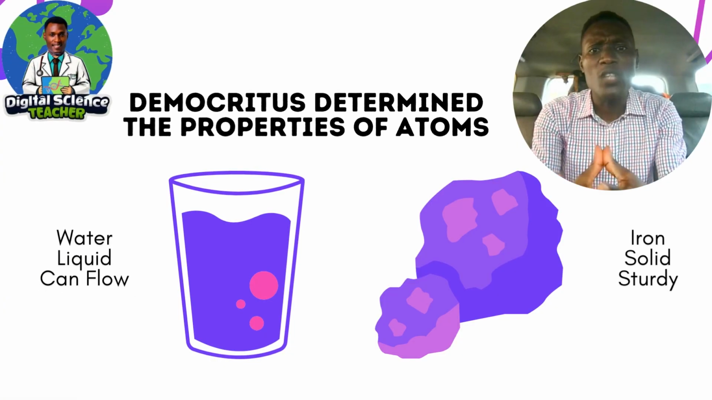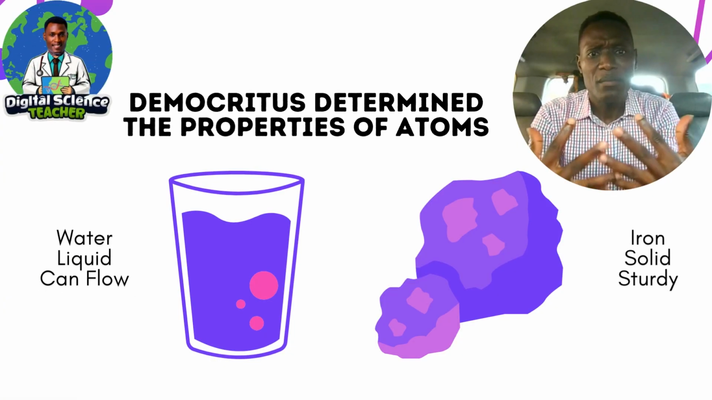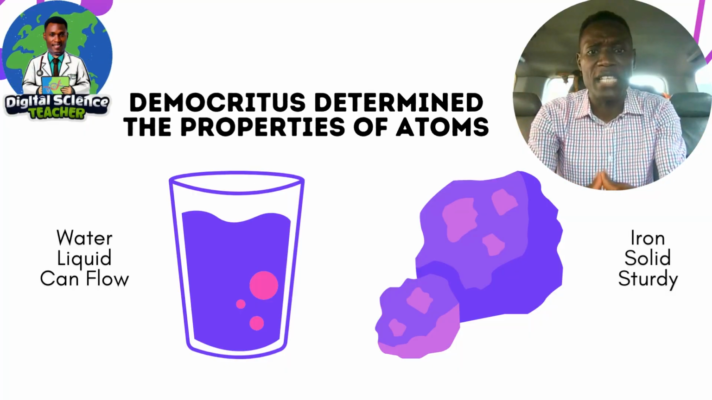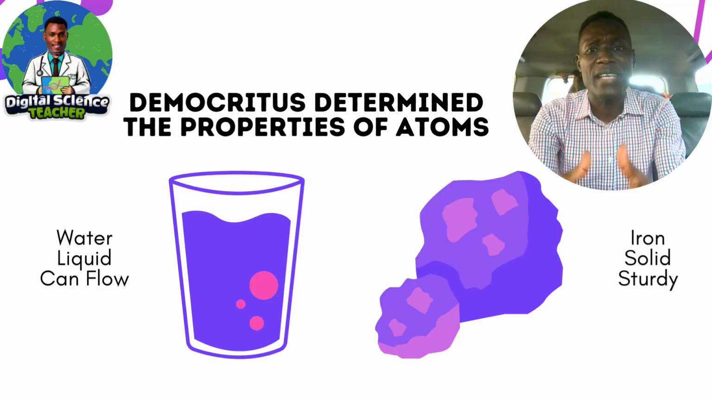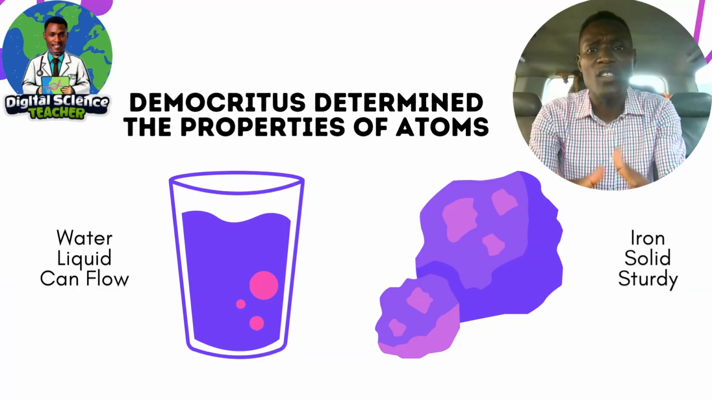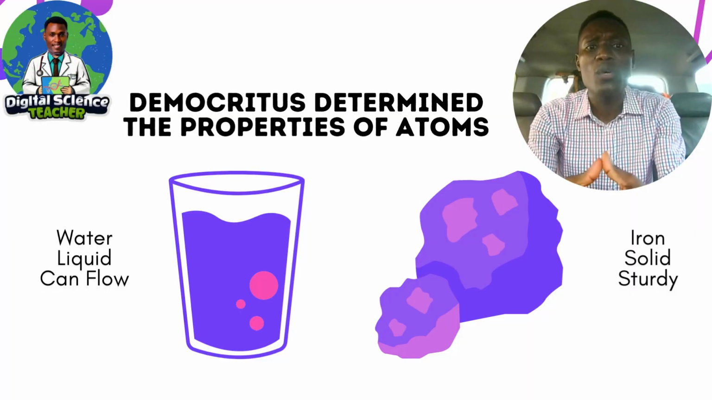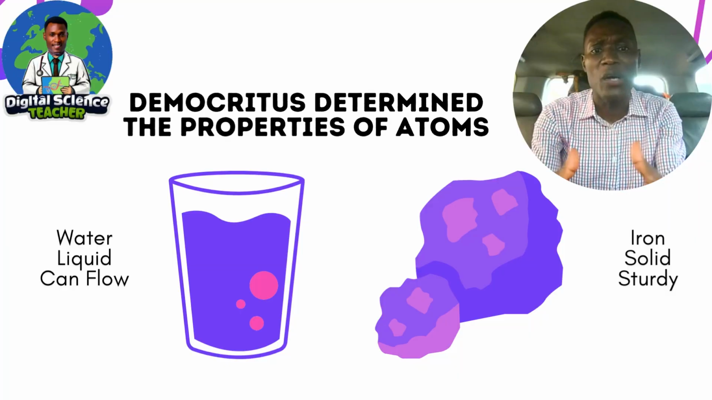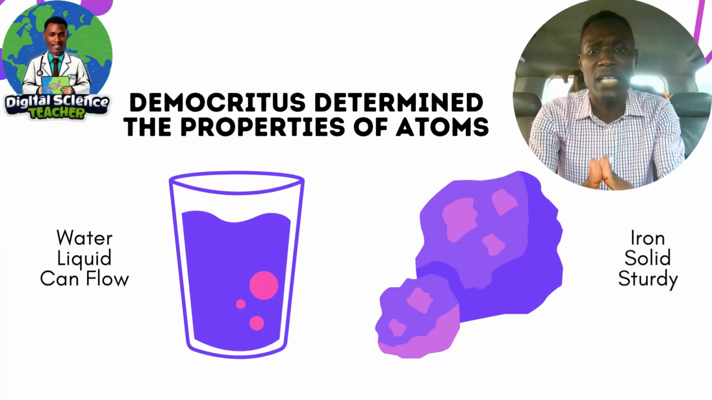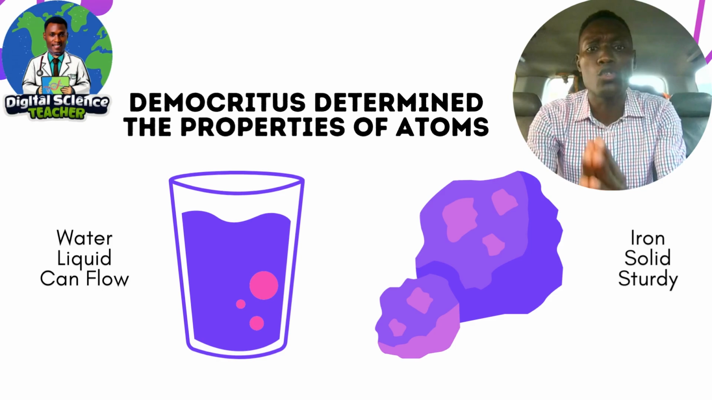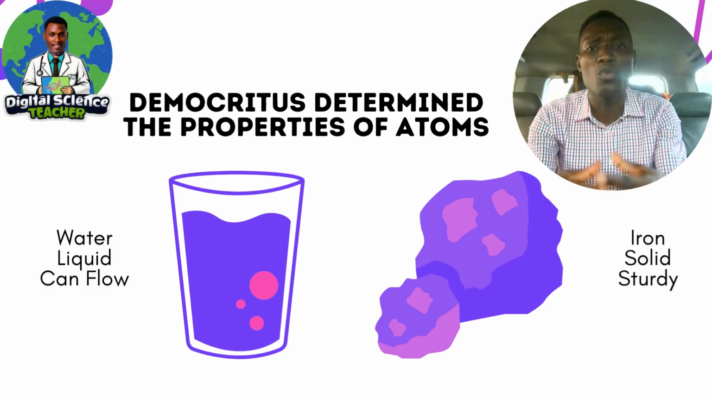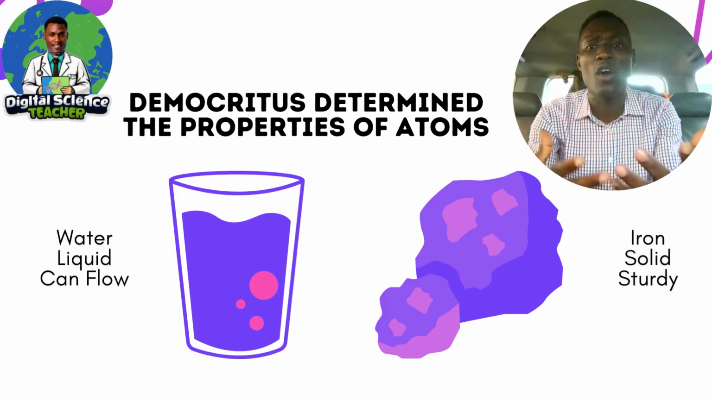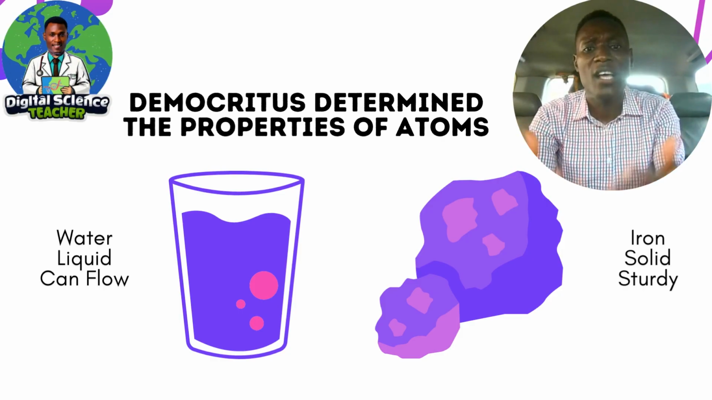So, Democritus was the first to describe the structure or to determine the properties of atoms. For example, he explained that water is liquid and it always flows. He also explained that substances like iron are solid and sturdy, that is, they are stationary, they don't move about. So he was the first to describe what the properties of different kinds of atoms, liquid, solid, and gas look like.